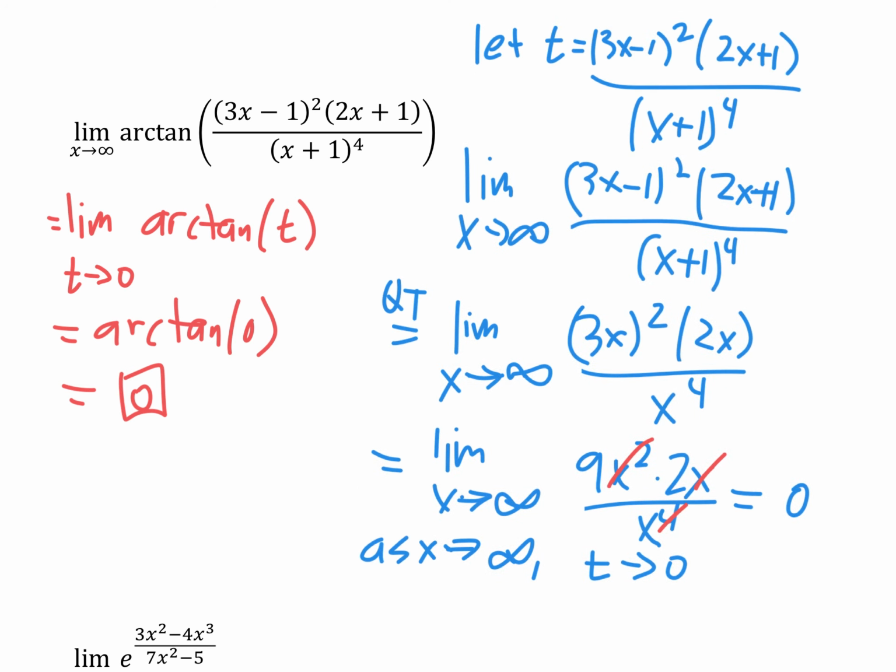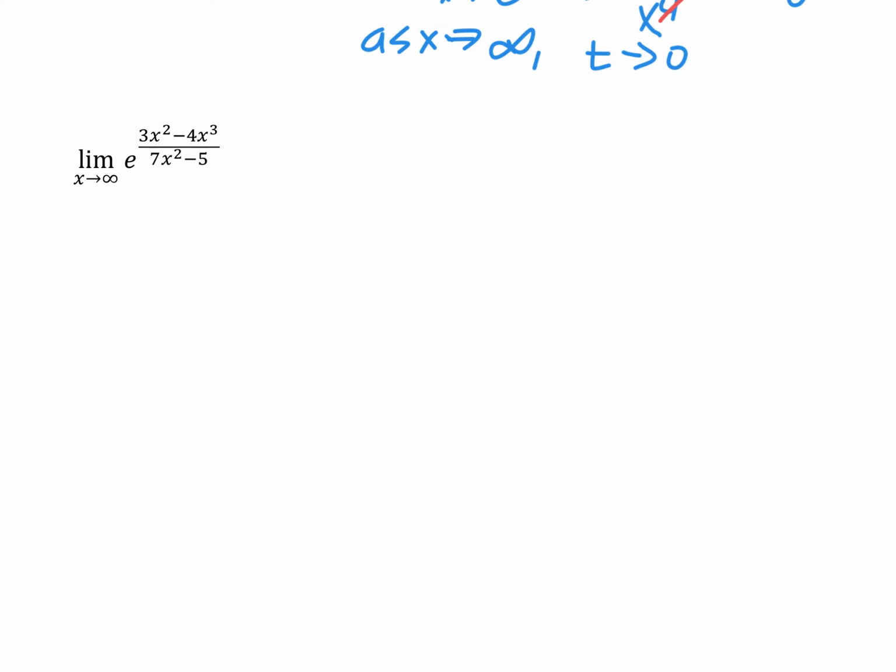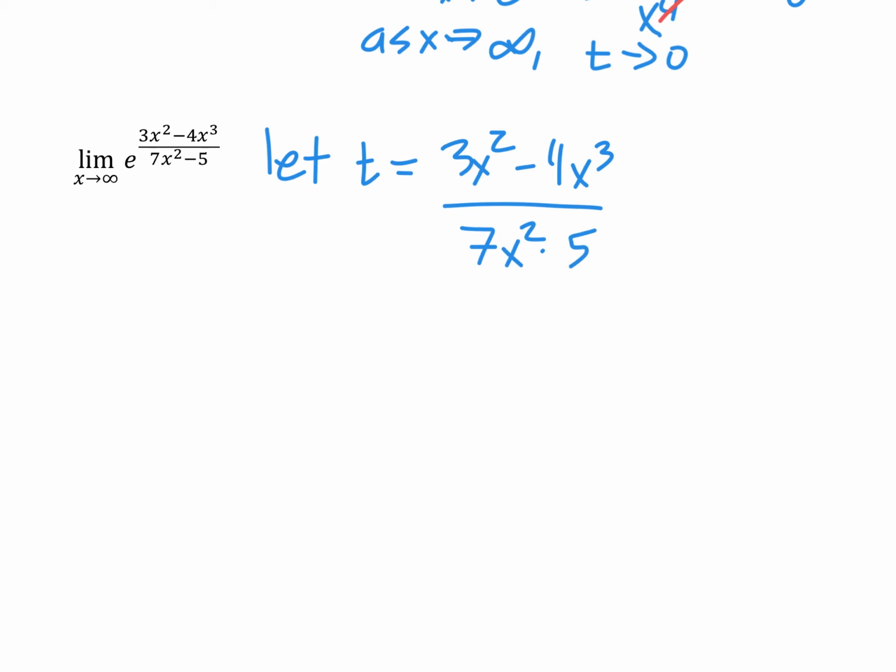All right, one last one to look at here. We have the limit as x approaches infinity of, there's an e going on. This seems tricky. Let's let t equal 3x squared minus 4x cubed over 7x squared minus 5. So we have the limit as x approaches infinity of 3x squared minus 4x cubed over 7x squared minus 5.